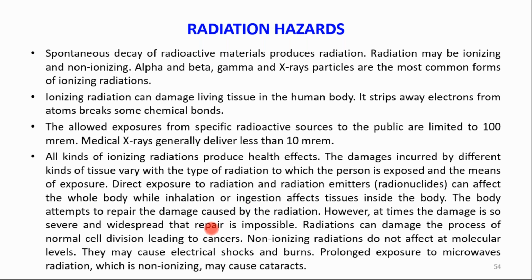However, at times the damage is so severe and widespread that repair is impossible, because radiation normally gives us bad, permanent damage. For example, due to ultraviolet radiations, the skin is going to burn. So whatever live cells are available in the first or second layer of the skin are permanently damaged due to these ultraviolet radiations. We can't recover these first or second layer skin cells, so that is permanently damaged.